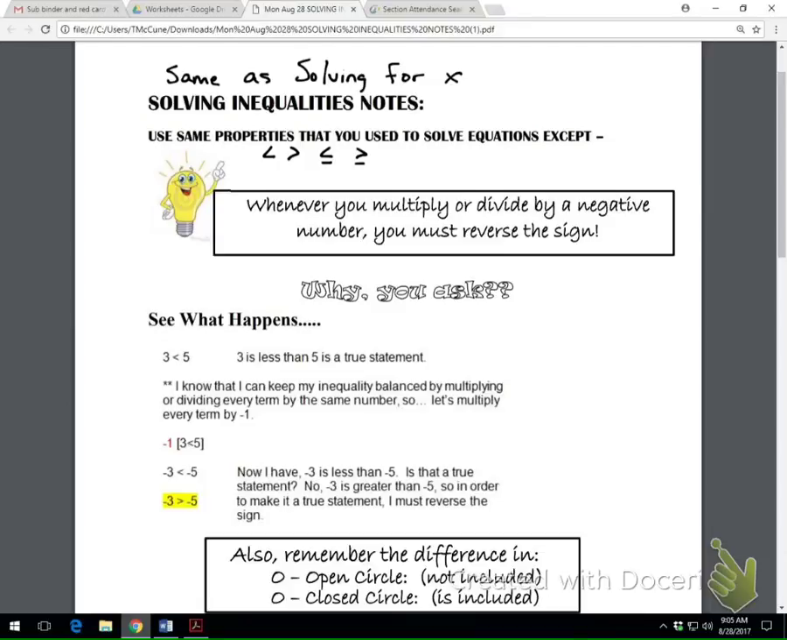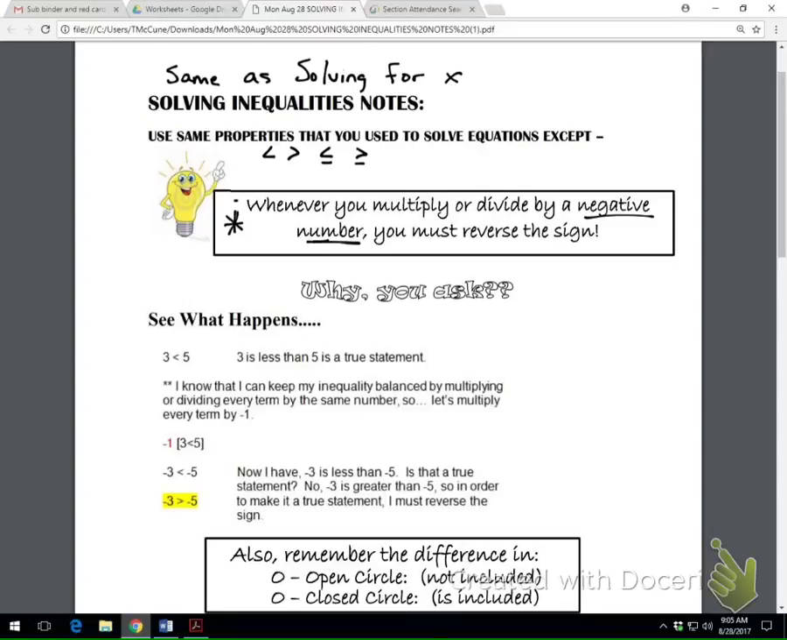Okay, now you start putting them in equations. Now, here's your big rule right here. This is your big rule. Whenever you multiply or divide by a negative number, okay? Now, I'm going to explain that because it can't just be anywhere in the equation. You must reverse the sign. So basically, when you multiply or divide by a negative number in a certain area, you're going to flip the sign. So if it was less than and you flip it, what does it become? Greater than. If it was greater than, you flip it, what does it become? Less than. And same thing with less than or equal to, greater than or equal to.